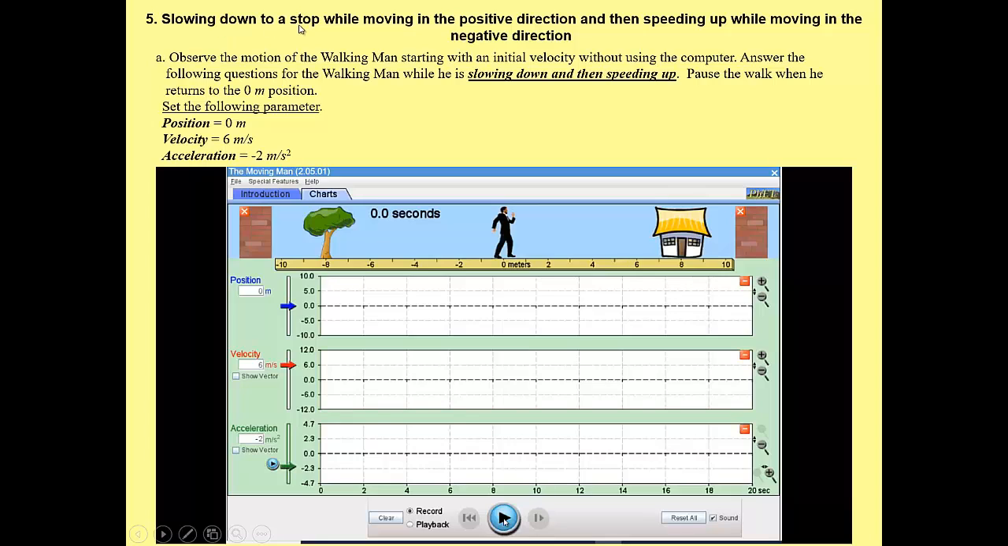So 5 and 6 was slowing down to a stop while moving in the positive direction and then speeding up while moving in the negative direction. So this was him going from 0 out to about 9 and then from 9 back to 0 again. Right? It had a position of 0, a velocity of positive 6, so he's going to start out moving to the right, and an acceleration of negative 2. And of course, you saw something happen like this.